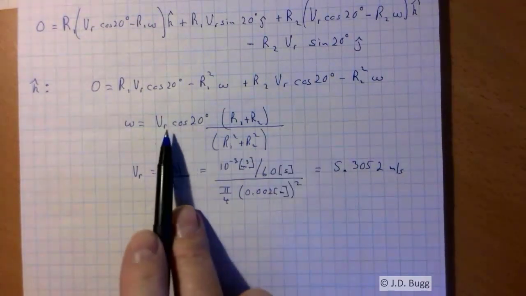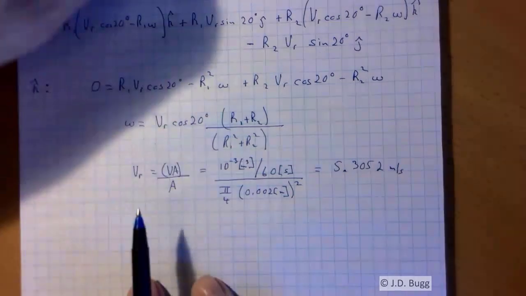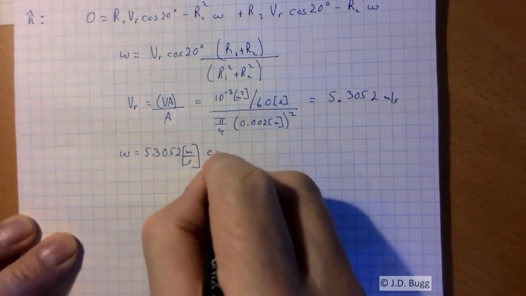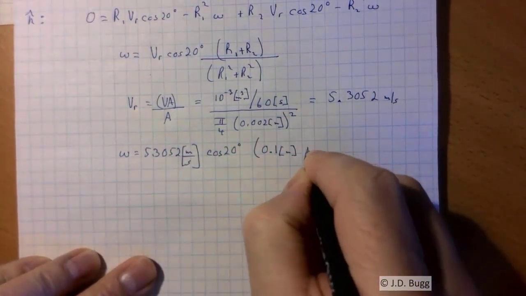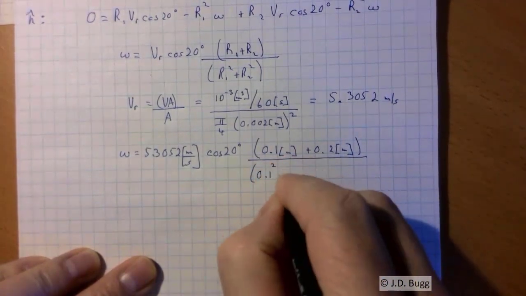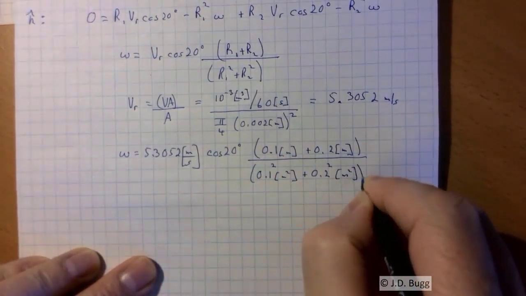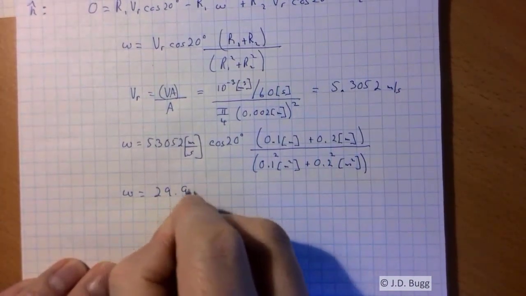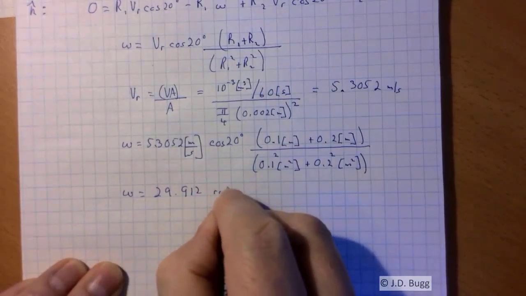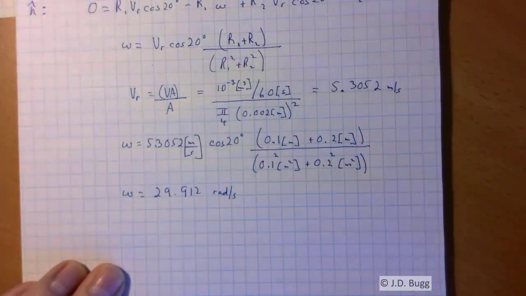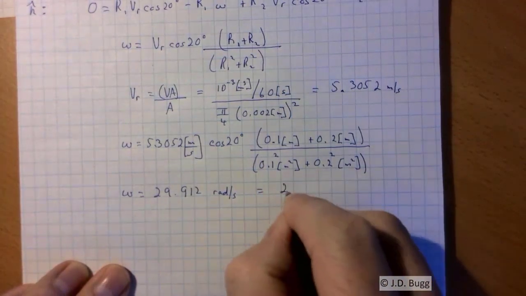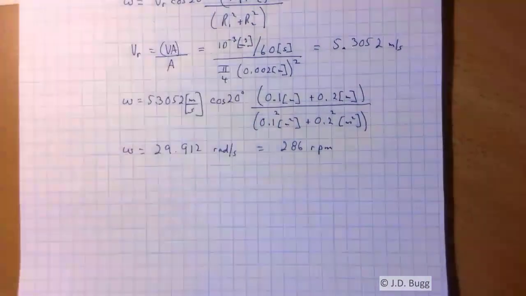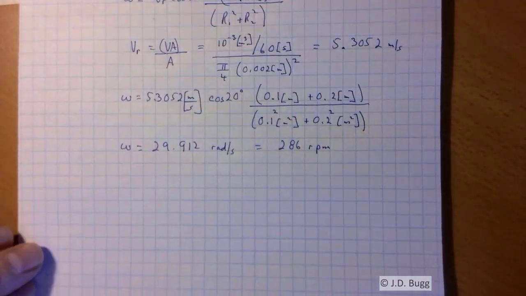So now we have all of the numbers we need to solve for this omega. So that's what we'll do next. And we calculate that out. We get omega equal 29.912, and this will be in radians per second. And if we convert that to revolutions per minute, we get 286 revolutions per minute. So the sprinkler will rotate at 286 revolutions per minute.